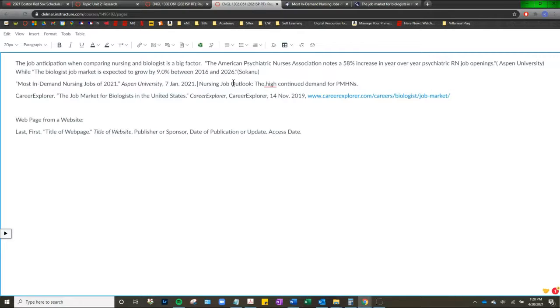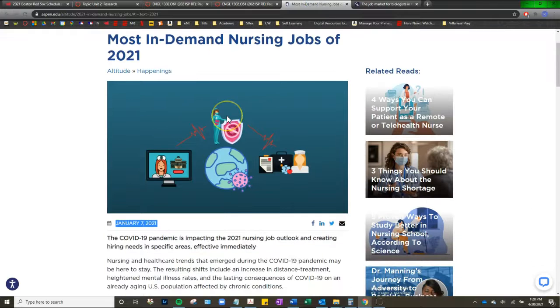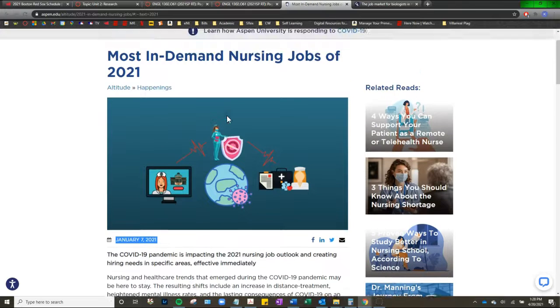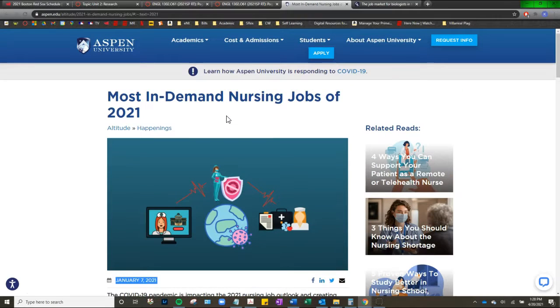That looks better. So then what we need is the access date. Now, I don't know what is this stuff happening after the URL. Nursing job outlook, the high continued demand. What is that coming from?